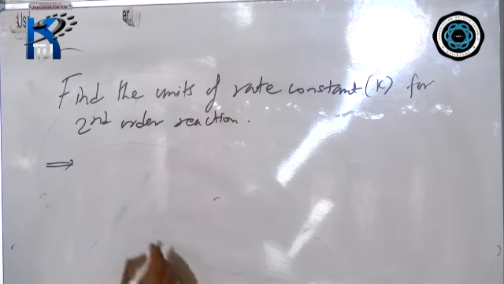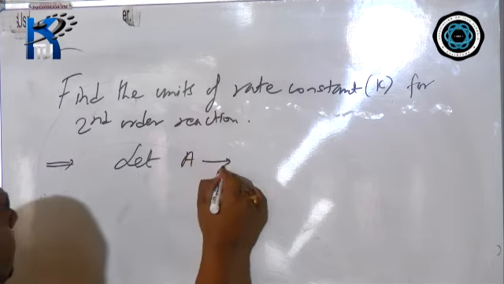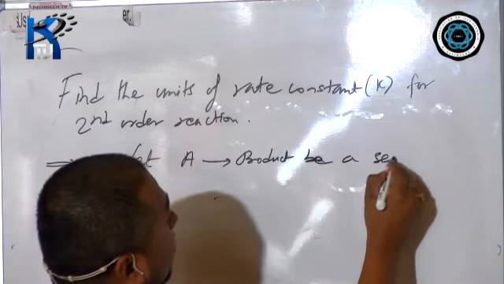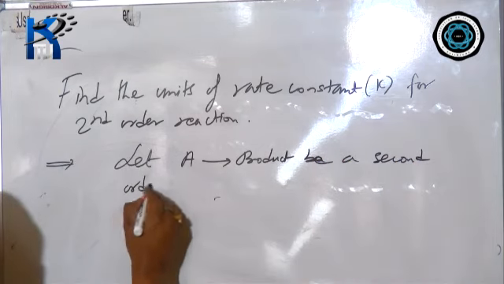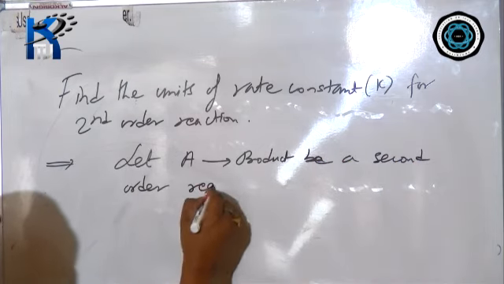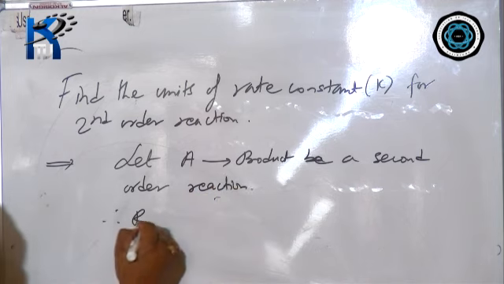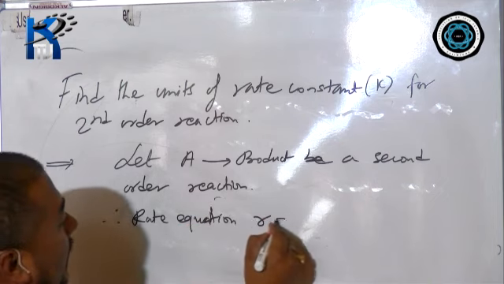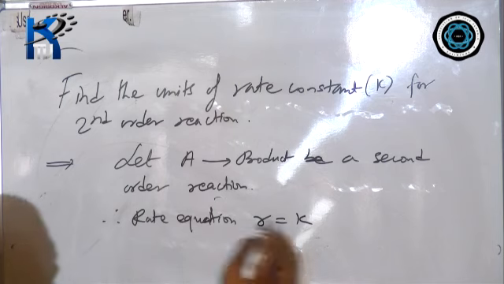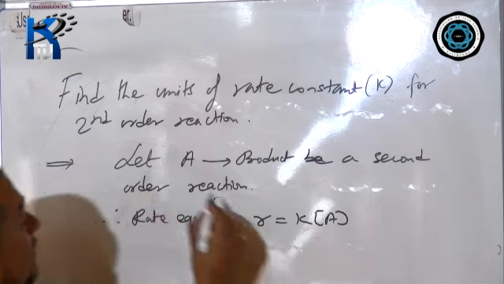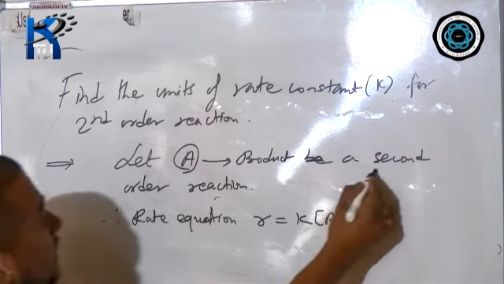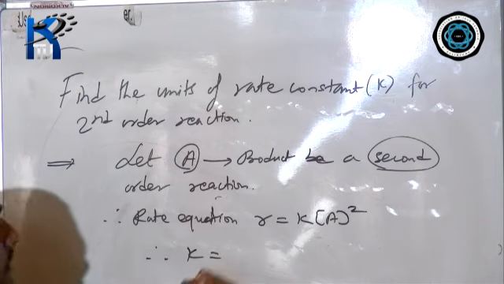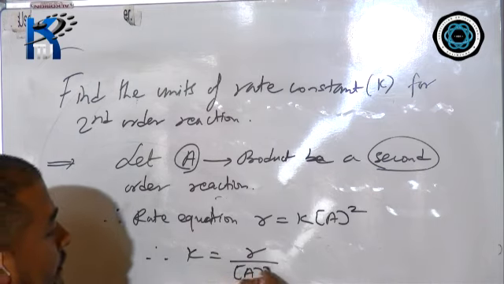First you suppose a general reaction. So let A give product, be a second order reaction, I am supposing. So therefore what will be the rate equation then? Rate equation will be R is equal to K. You have to write always rate of reaction, rate constant, then concentration of reactant. Who is the reactant here? A. Since I am supposing it as second order, write power 2. Therefore from here rate constant K will be R upon concentration of A square.